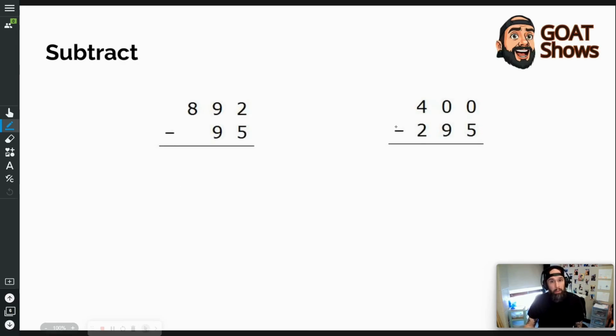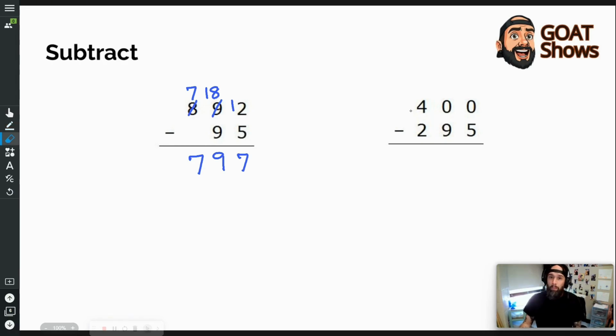Ooh, it gets really gross right there. You'd think that that's not that bad. That's gross. We'll get there, though. 892 minus 95. Start all the way to the right. 2 minus 5, the top digit's smaller, so I can't do it. Borrow 1 from a 9 and turn it into an 8. Now I have 12 minus 5. 12 minus 5 is 7. 8 minus 9, can't do it. Borrow 1 from the 8 and make it a 7. 18 minus 9 is 9. 7 minus nothing is 7. And I end up with 797.